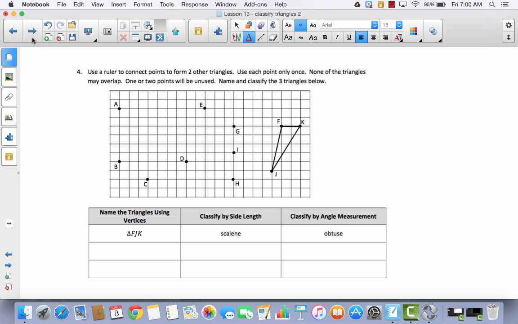All right, use a ruler to connect points to form two other triangles. Use each point only once. None of the triangles may overlap. One or two points will be unused. Name and classify the three triangles below. All right, let's do these.